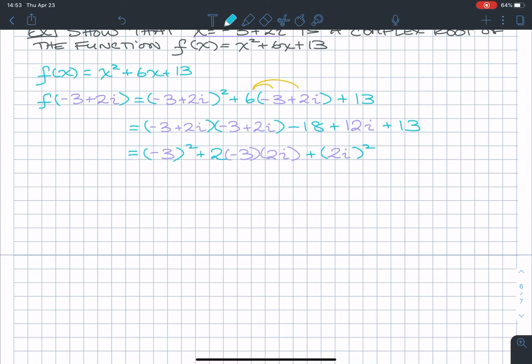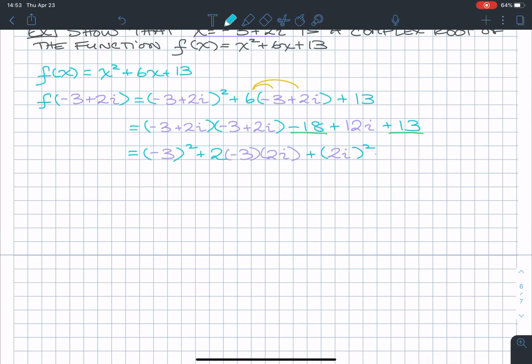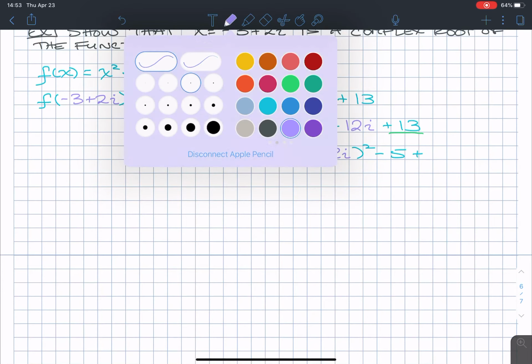Okay, so what do I have? I have a minus 18 and a plus 13. So let's combine these two. A negative 18 and a positive 13 should be a negative 5, right? If I did my math right. Then I have my plus 12i.